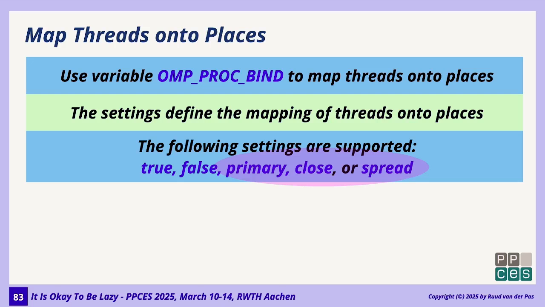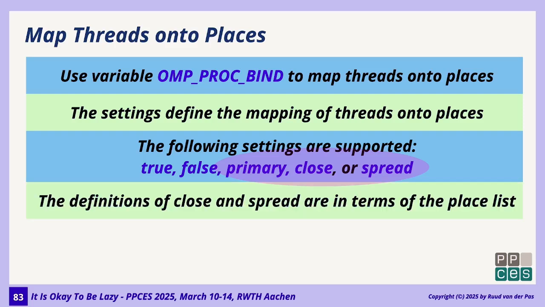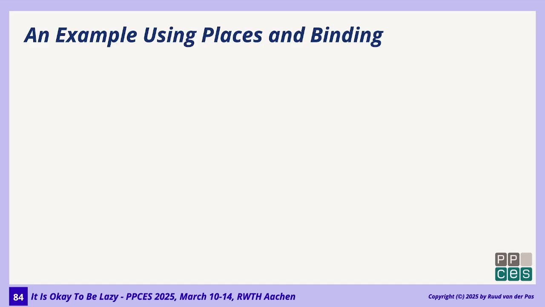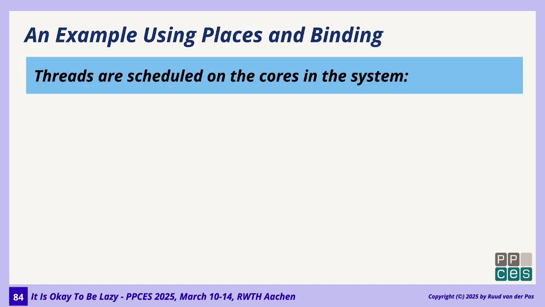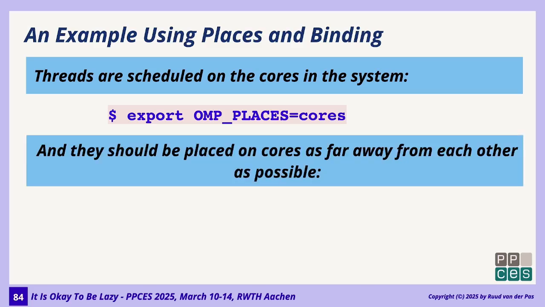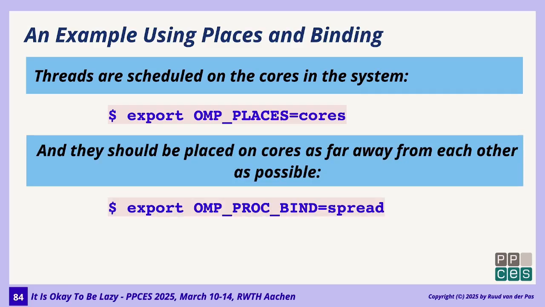Close means that you want to keep threads close; this is all in terms of the place list. The place list expands to a sequence of places, and within that, it should be close or spread. That's how these definitions work. And again, you'll see examples. So I want to use the cores in the system. I do this, and I want to push them out as far away as possible. So I say spread. And if I have multiple nodes on the system, it will push them out to different nodes. That's what you get.